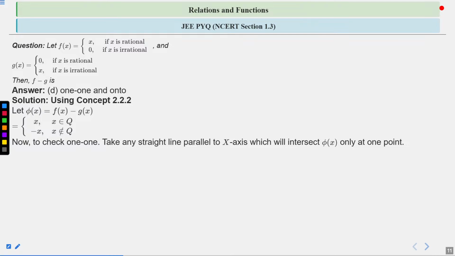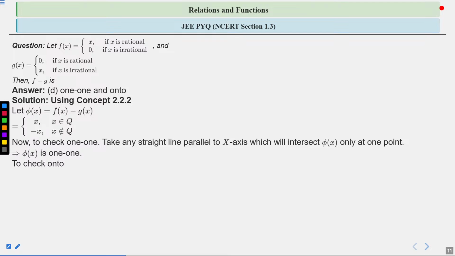At only one point, because when x belongs to the rational numbers, it will be equal to x, right? That is, for a particular rational number there will be a particular value, which is x, and when x is not a rational number, suppose it is root 2 which is irrational, then we will get phi(x) as minus root 2, right? So for a particular value of x, we are getting a particular and unique value of phi(x). Clear?